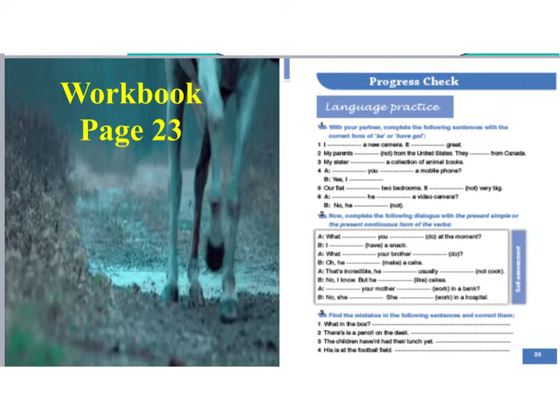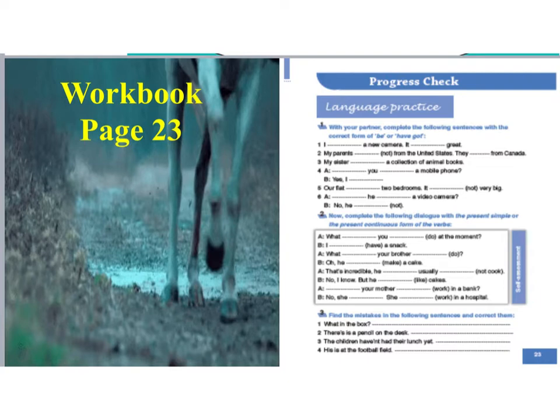I am going to do with you now the workbook on pages 23 and 24. These two pages are called the progress check. By the progress check, we mean that we check your progress. It has to do with the first 3 units. If you have achieved the main goals of these 3 units, you can do this check very well. It's a test that checks your progress.